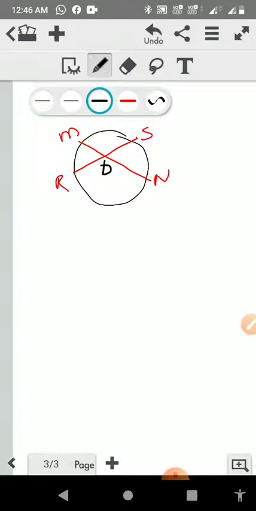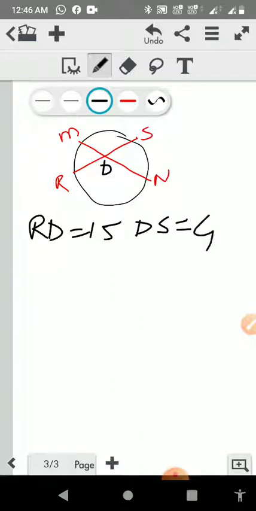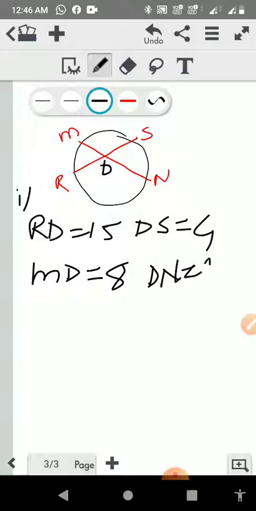Okay, now in this problem the value of RD is given as 15 units, DS is given as 4 units, so this is the first sub-question, and MD is given as, sorry, this is nothing but MD, which is given as 8 units, and we have to find the value of DN. What should be the value of DN? We just have to calculate it.